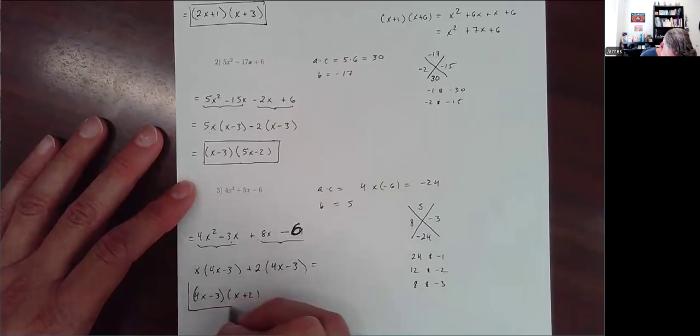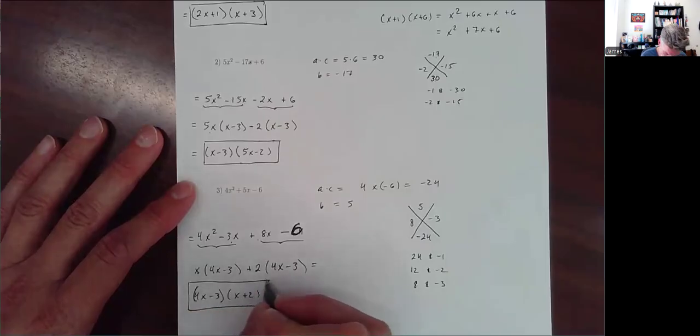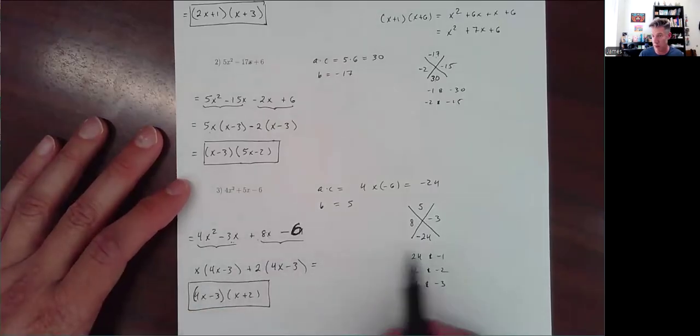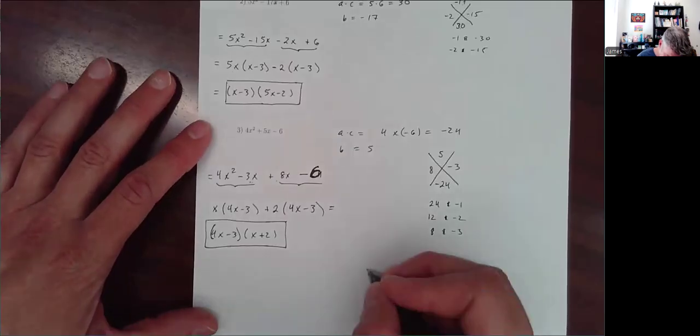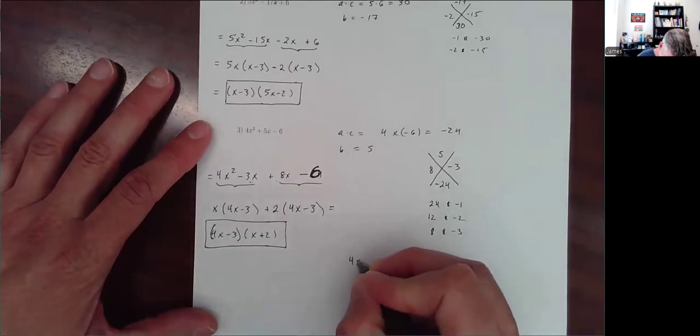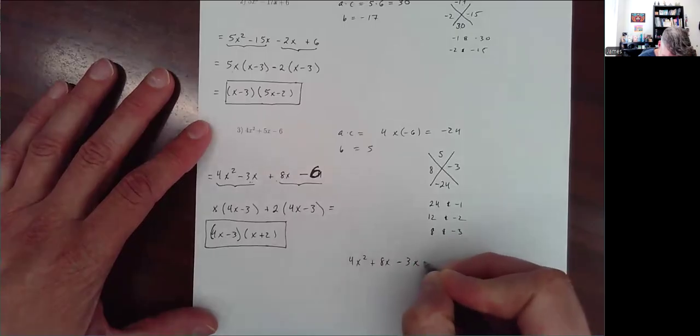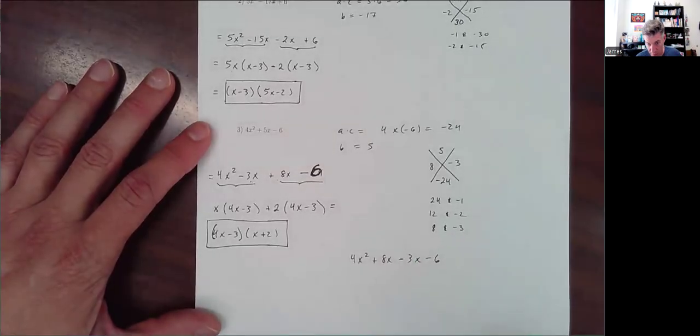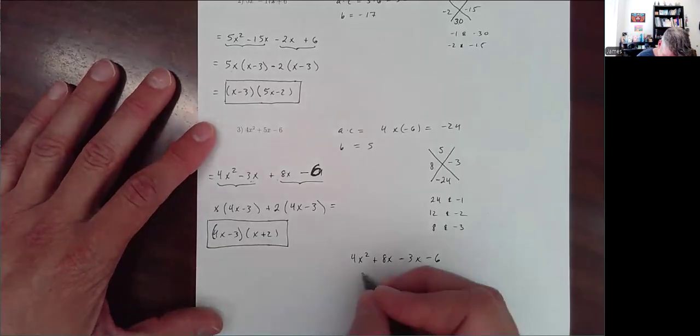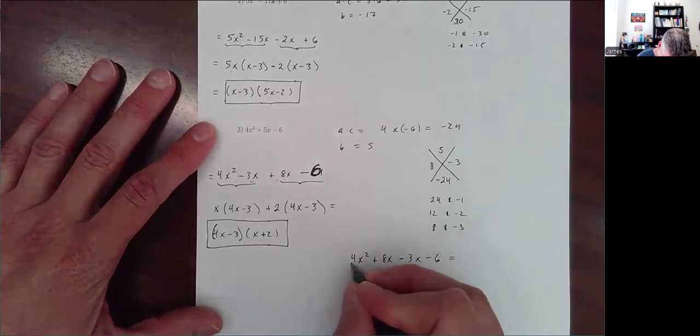And I will show you here that it doesn't matter which order you write the negative 3x and the 8x, or whatever the two middle things are. If instead we had written it as 4x squared plus 8x minus 3x minus 6, not 24, then we're going to, again, factor by grouping.